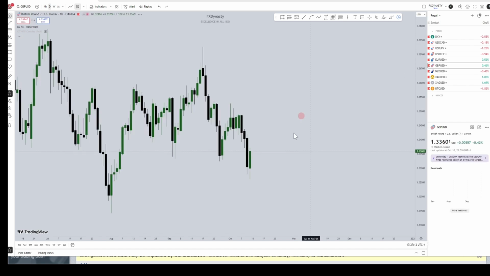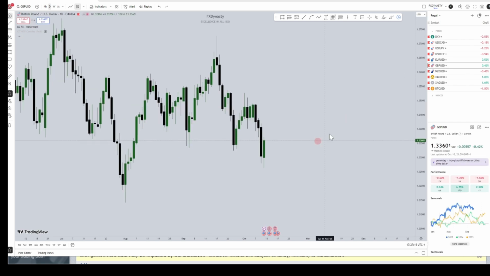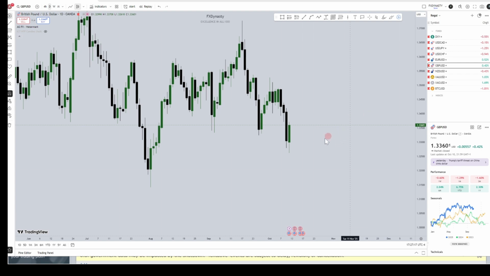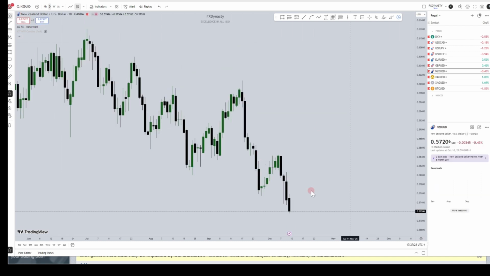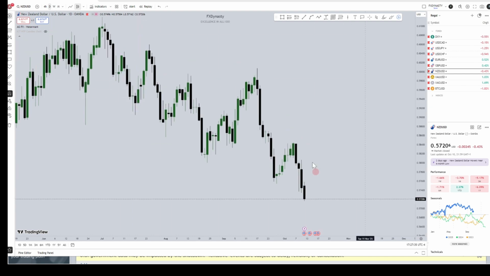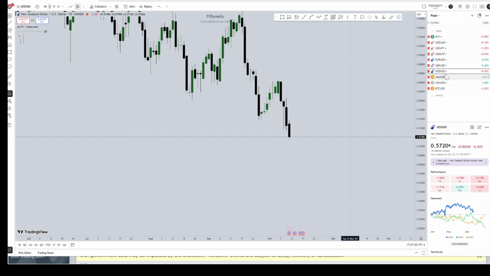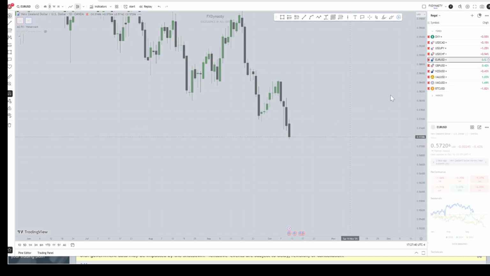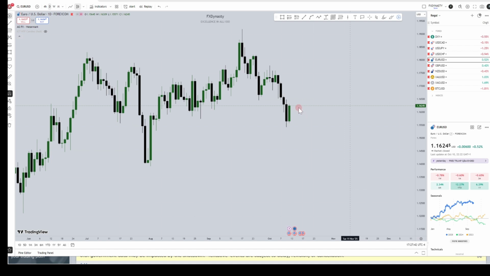Then GBPUSD, we are already moving lower. So the expectation is for us to continue pushing down. NZDUSD, this one is also very weak, so we should expect continuation to the downside. EURUSD, the same thing. We should expect continuation to the upside.